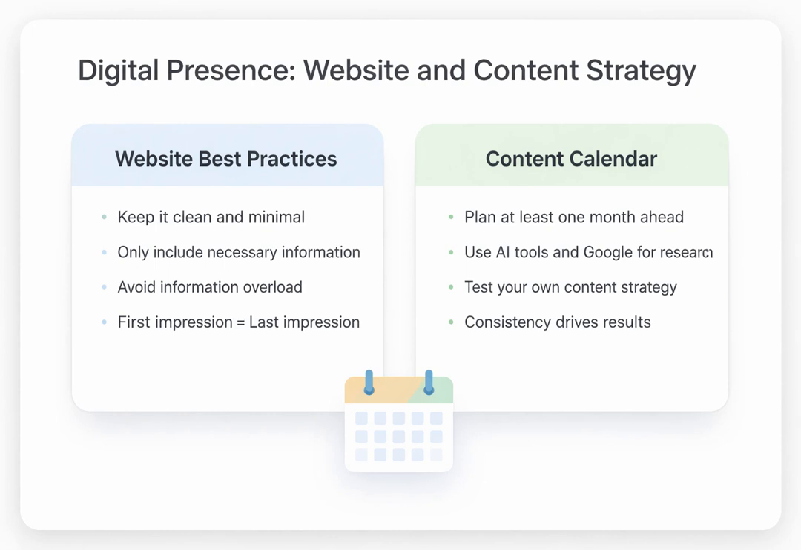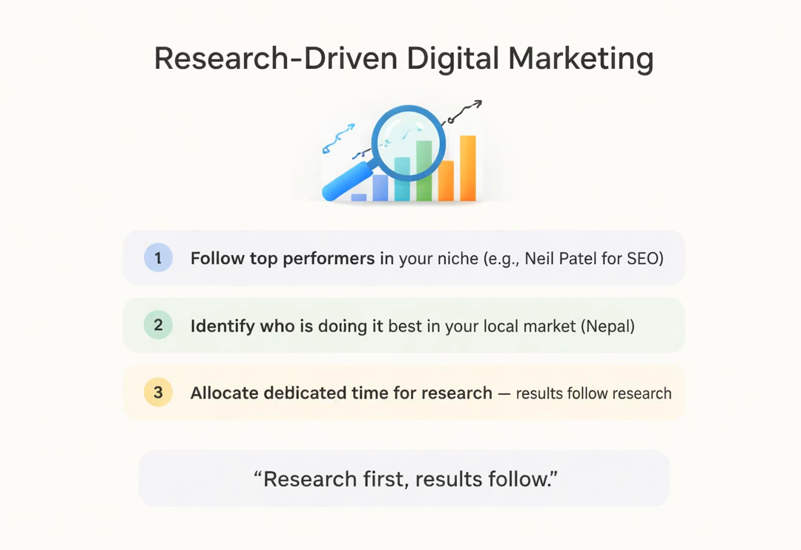Now, alongside your website, you need a content calendar. The recommendation here is to plan at least 1 full month of content in advance. And here's the good news. You have access to AI tools, Google, and a wealth of resources. Use them. Plan ahead, test your strategy, and stay consistent. Results follow research. One of the most important habits you can build as a digital marketer is consistent research.